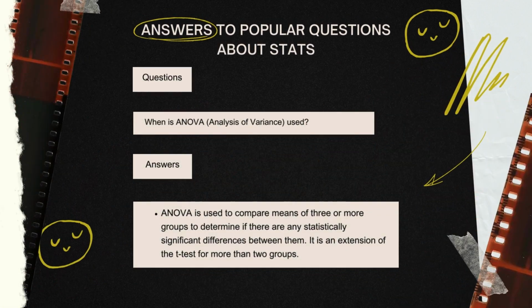Question: When is ANOVA, analysis of variance, used? Answer: ANOVA is used to compare means of 3 or more groups to determine if there are any statistically significant differences between them. It is an extension of the t-test for more than 2 groups.